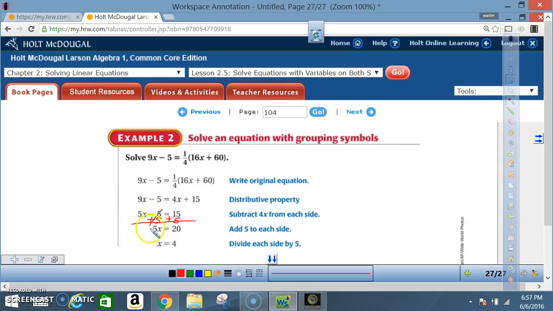I'm left with just 5x. Negative 5 plus 5, that goes to 0. So I'm left with just 5x. 15 plus 5 is equal to 20. So now what do I have left? 5 times x is equal to 20. Divide each side by 5.